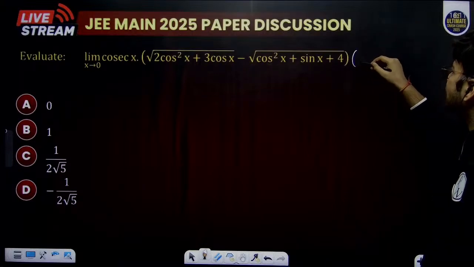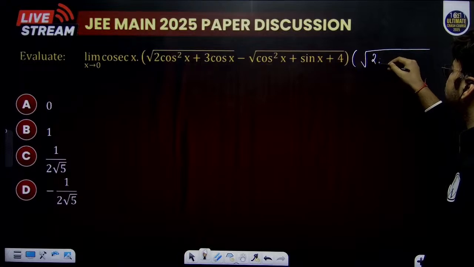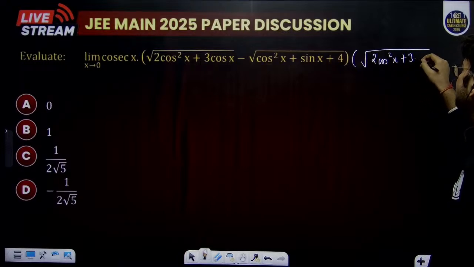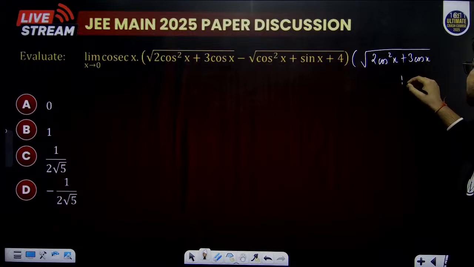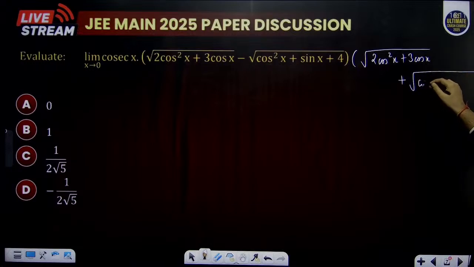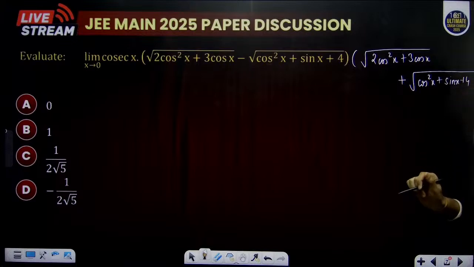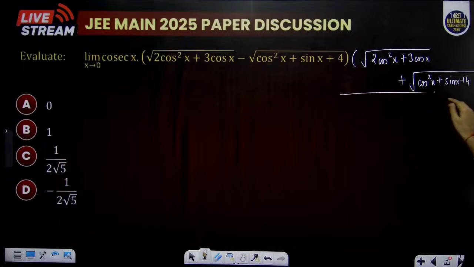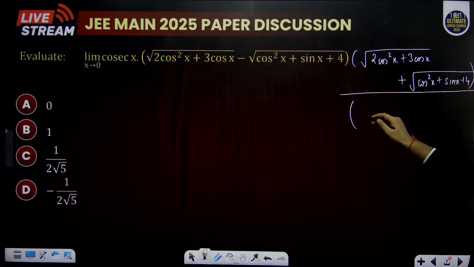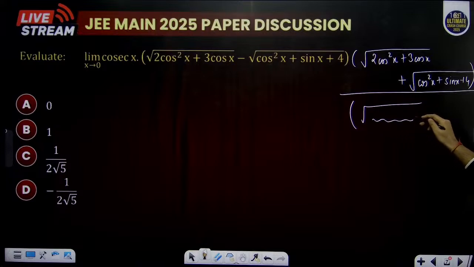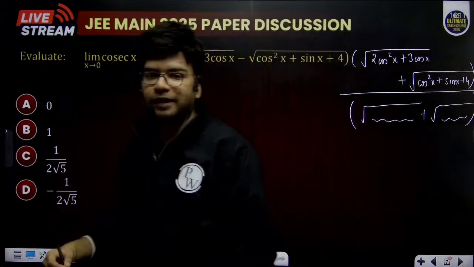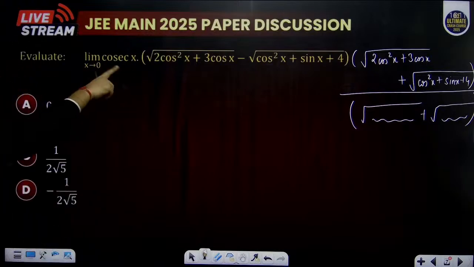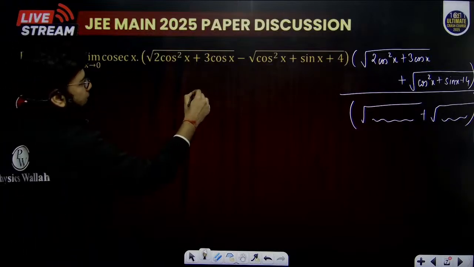So I'll multiply this by 2 cos square x plus 3 cos x plus root of cos square x plus sin x plus 4. Now since I have multiplied by this, I will also have to divide in order to balance the equation. So the same thing will come down. And this cosec x can also be written as 1 upon sin x. So you will get something like this.